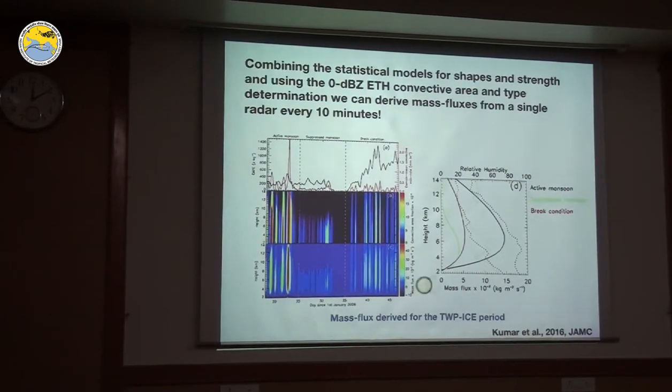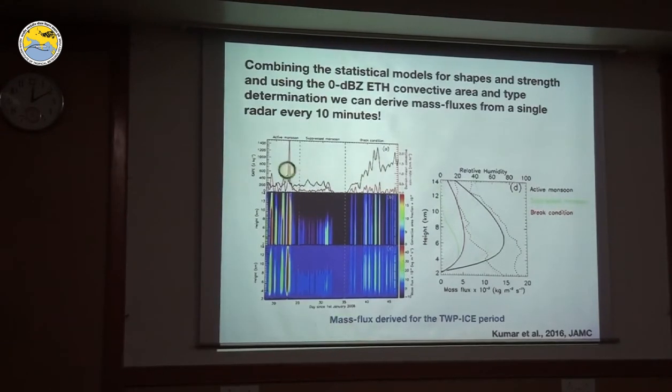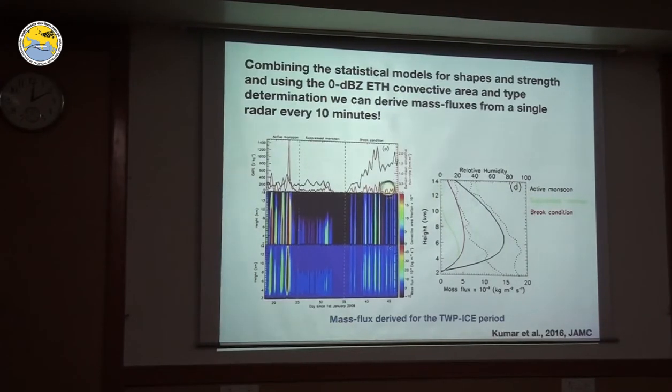So here's just an example of doing that for our field experiment. So what have we got here? We've got the domain average convective rain rate as the red line. The CAPE is the black line. And again, you see the relationship is pretty weak. You get large CAPE and weak rain, and low CAPE and large rain. And then this one is the convective area fraction as a function of height, which is observed by the radar. And this is the derived mass flux using our statistical model.